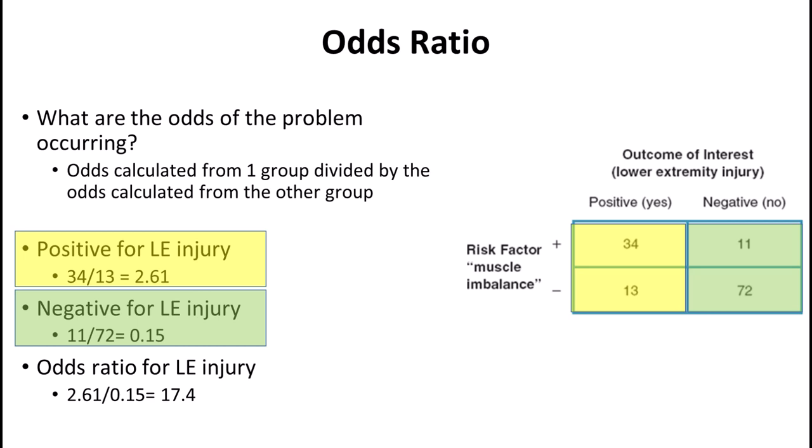It tells you the odds of the problem occurring depending on whether or not you have muscle imbalance as a risk factor. Another way of stating this is that your odds of having lower extremity injury are 17.4 times greater if you have muscle imbalance as a risk factor.